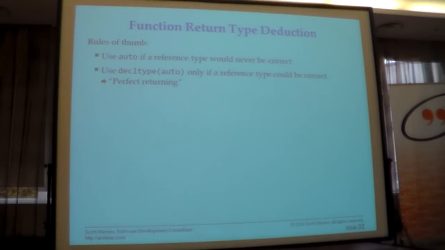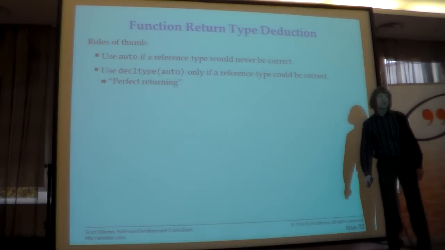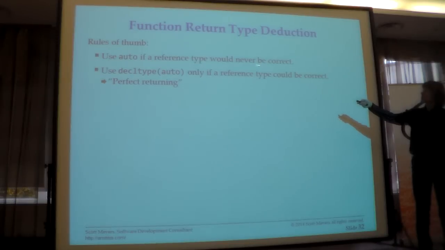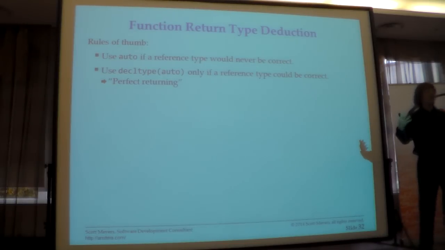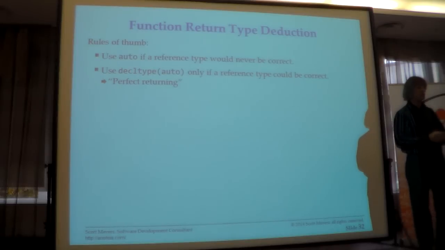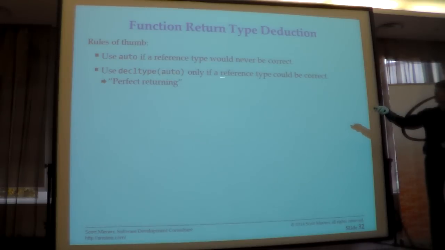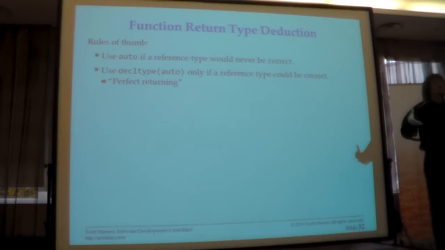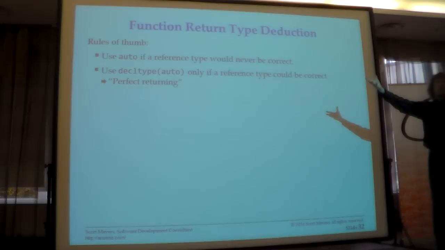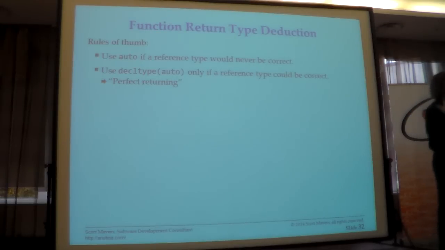So that's decltype(auto). As rules of thumb, you should use auto if a reference type would never be correct. Auto will always make a copy, although you can't say const auto& as you mentioned. And you should use decltype(auto) only if a reference type could be correct. It's sometimes referred to as perfect returning. So decltype(auto) is a way to say, whatever I get back from a function call, I want to propagate to my caller.